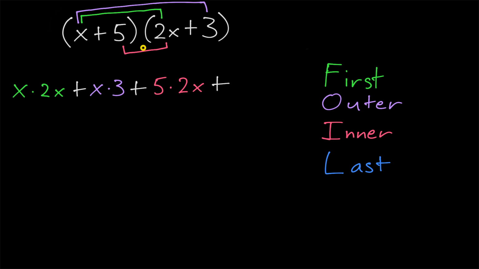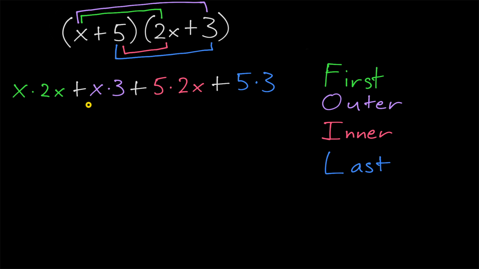And finally, to these terms, you're going to want to add the product of the last terms. What are the last terms? Well, the last terms are those that are the last terms in each of these binomials. So if x plus 5 is the first binomial, 5 is the last term in that binomial. And if 2x plus 3 is the second binomial, then 3 is the last term in that binomial. So you want to multiply this 5 by this 3. 5 times 3.